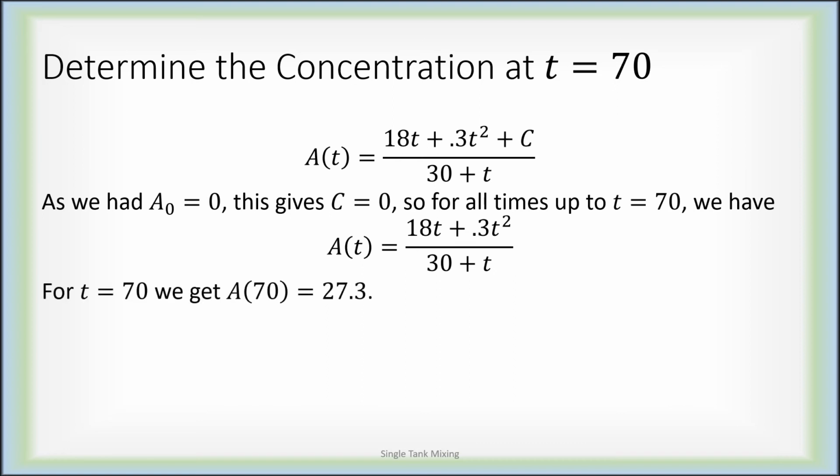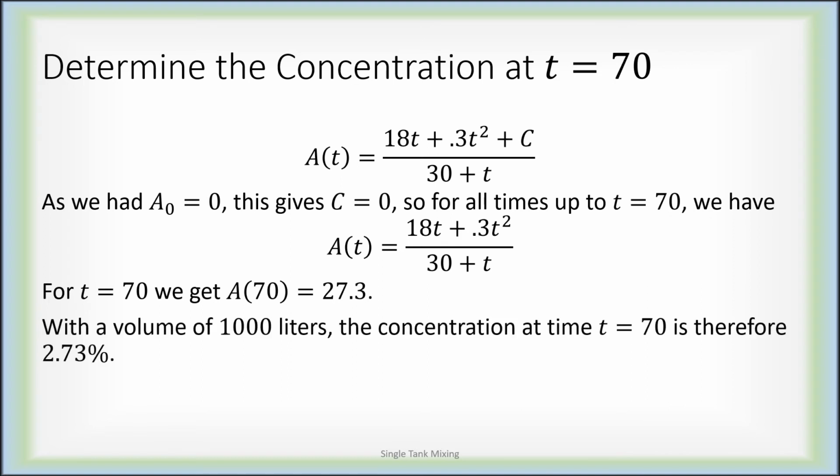For time t equals 70, if we just plug in t equals 70, we get the amount of salt in the tank at time 70 is 27.3 units of salt. With a volume of 1,000 liters, that means the concentration is 2.73%. This is relatively sensible. Remember that we were pumping in 3% salt solution. We started with only 30% of the tank full, and we were also draining some as we went. So by the time the tank is full, we're actually pretty close to 3% salt.